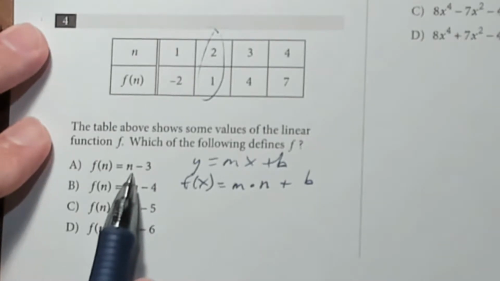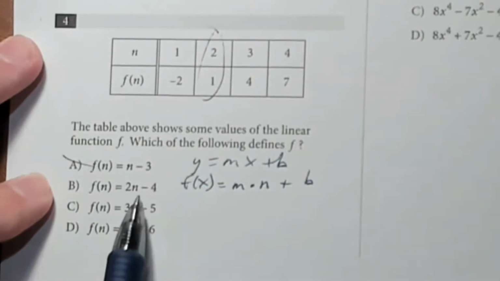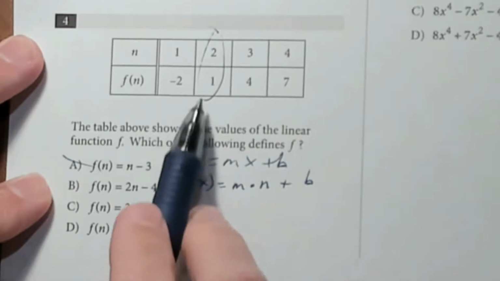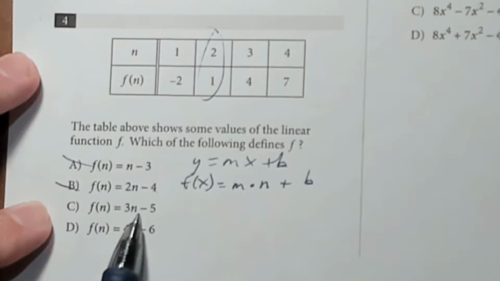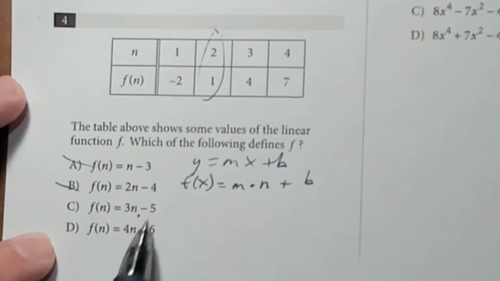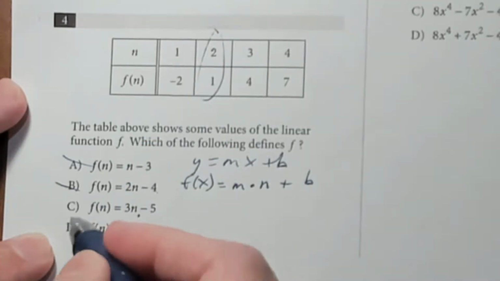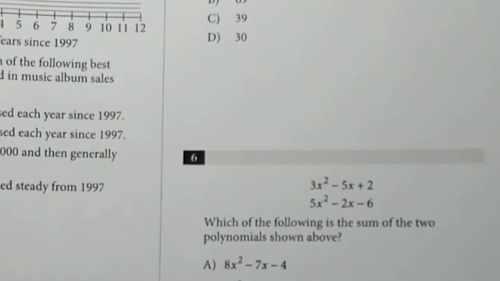I plug a 2 in here. 2 minus 3 is -1. Nope. 2 here. 2 times 2 is 4. Minus 4 is 0. Nope. 2 times 3 is 6. 6 minus 1. Yeah, that works. Now just to double check, just do 2 times 4. It's a negative something. Okay, the answer is letter C.